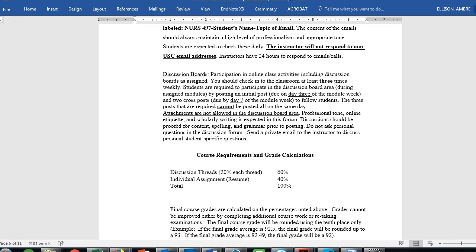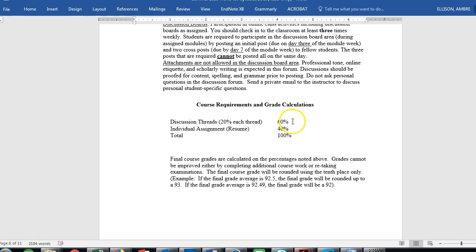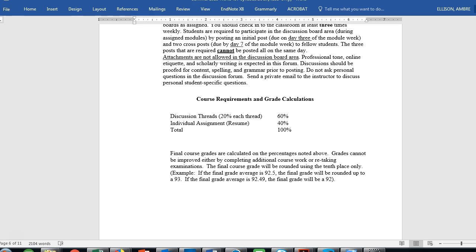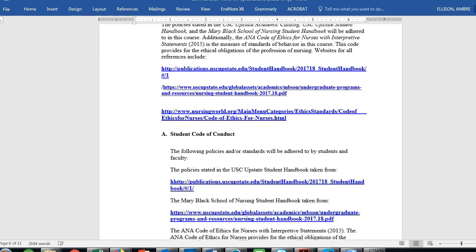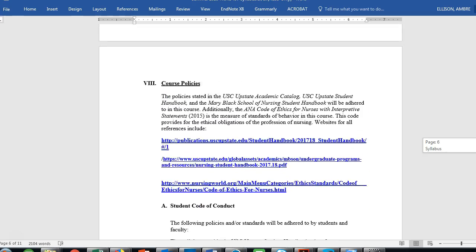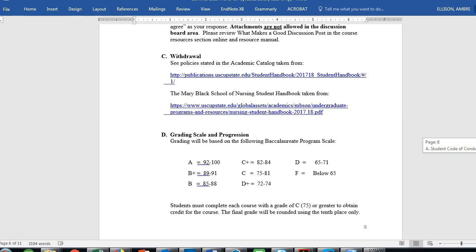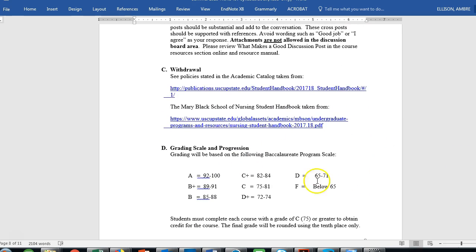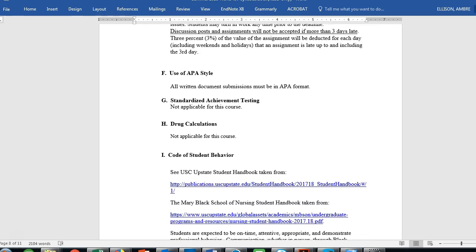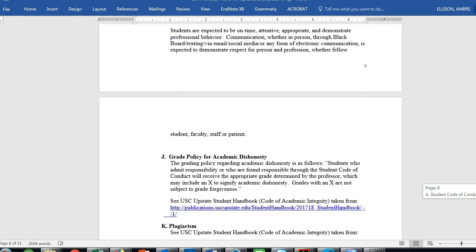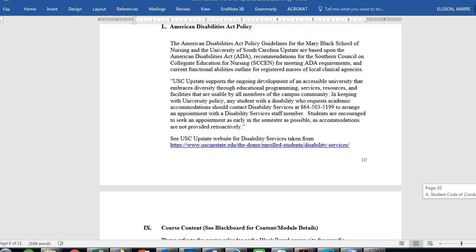The breakdown of how you're graded: 20% for each discussion board, 40% for the resume. Again, rubric, and you should be fine. The code of conduct, the course policies, the grading scale, which I know everybody's all concerned about, withdrawal policy, late assignments, APA, all that good stuff is within the syllabus here for you.